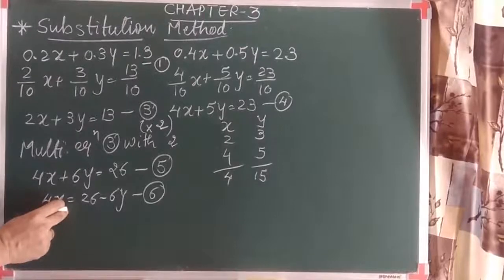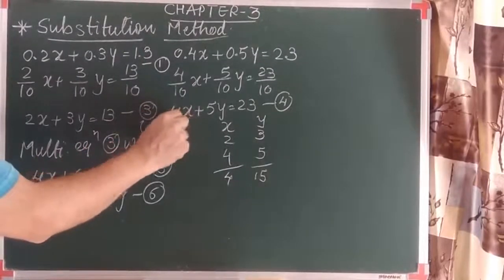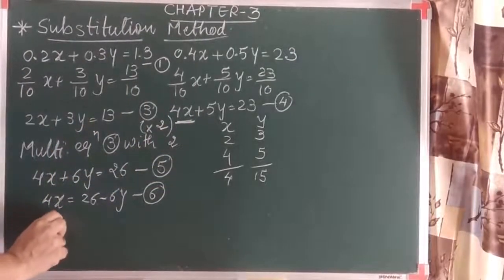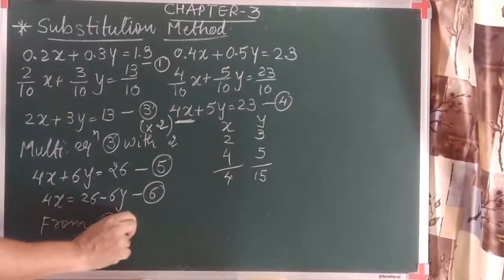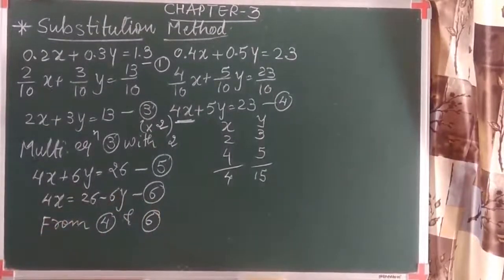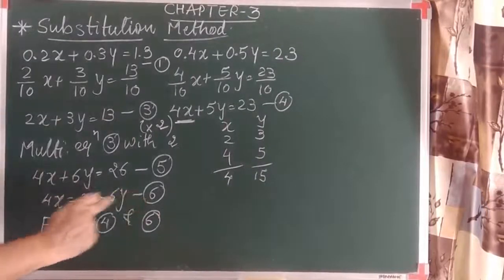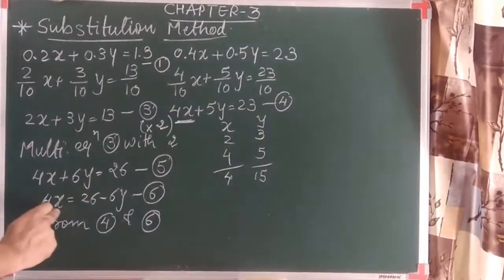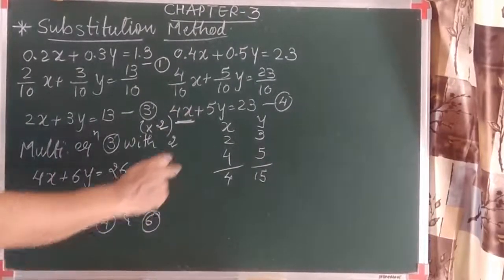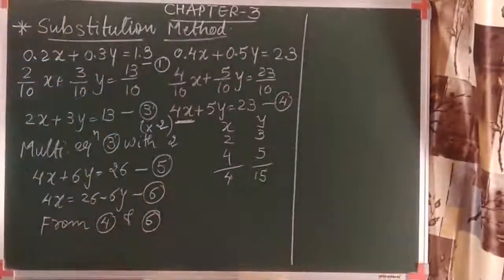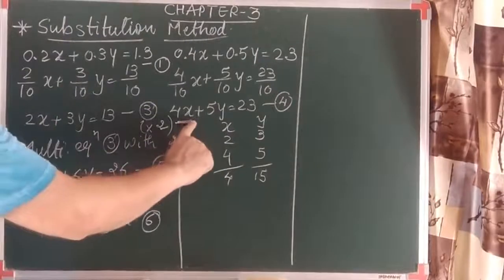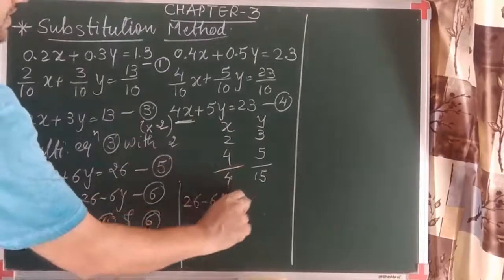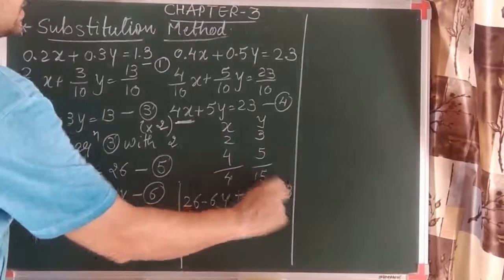When 4x is the subject, you should remember, instead of this 4x, we have to substitute the whole value. Got it? So from equations 4 and 6, what I am doing here is substituting the value of 4x of equation 6 into equation 4. So let's see what we obtain. 4x when I substitute here, I'll get 26 minus 6y, that is the value of 4x, plus 5y is equal to 23.